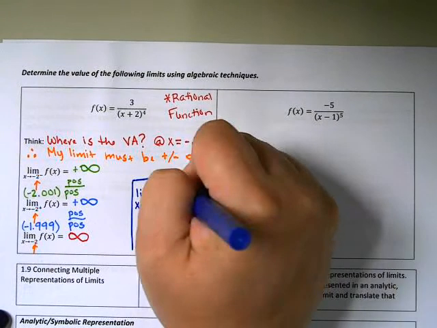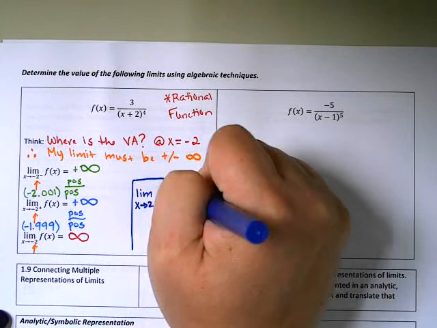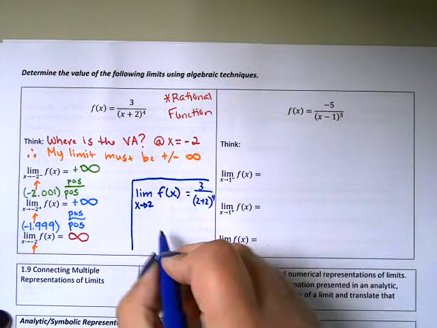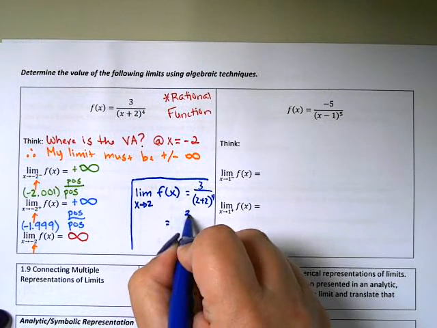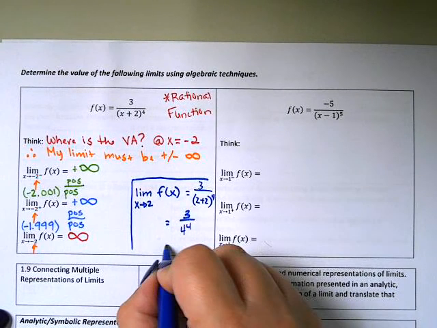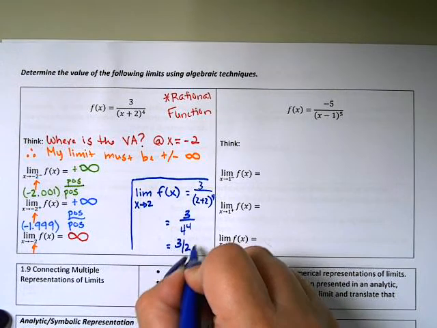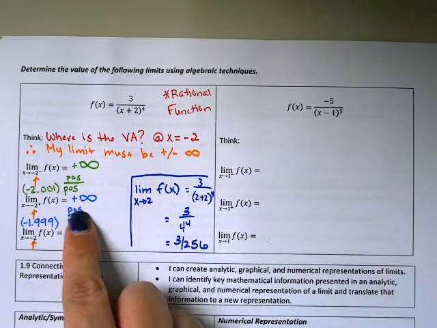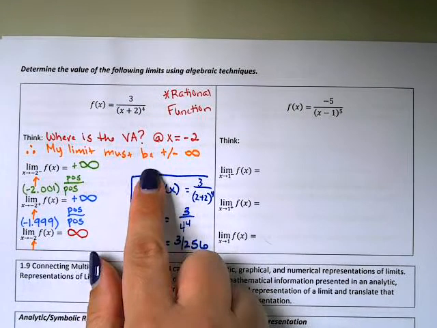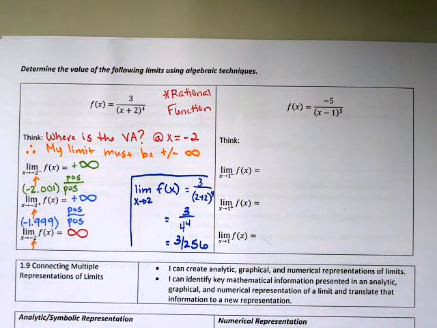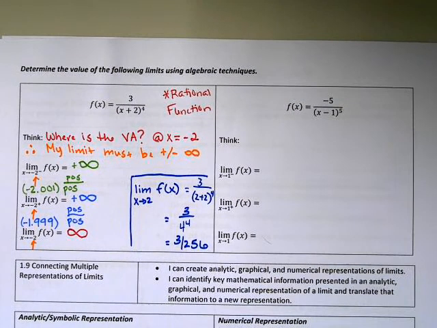So I would get 3 over (2 plus 2) raised to the 4th. So that would be what? 3 over 4 to the 4th, which is going to be 3 over 256. So again, the limit's only positive or negative infinity when we're actually approaching that vertical asymptote. All right? So let's go ahead and do this example really quick.